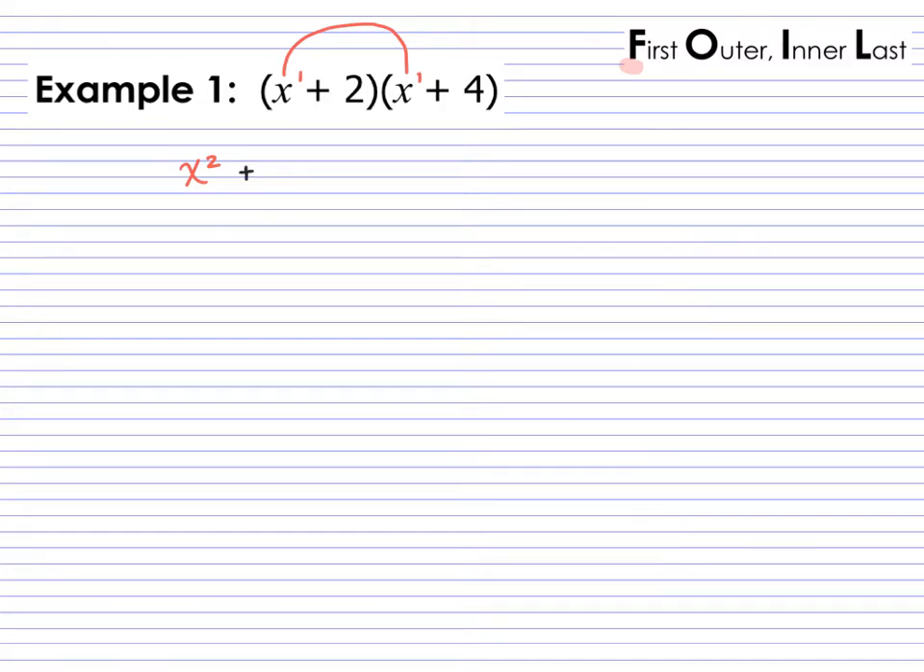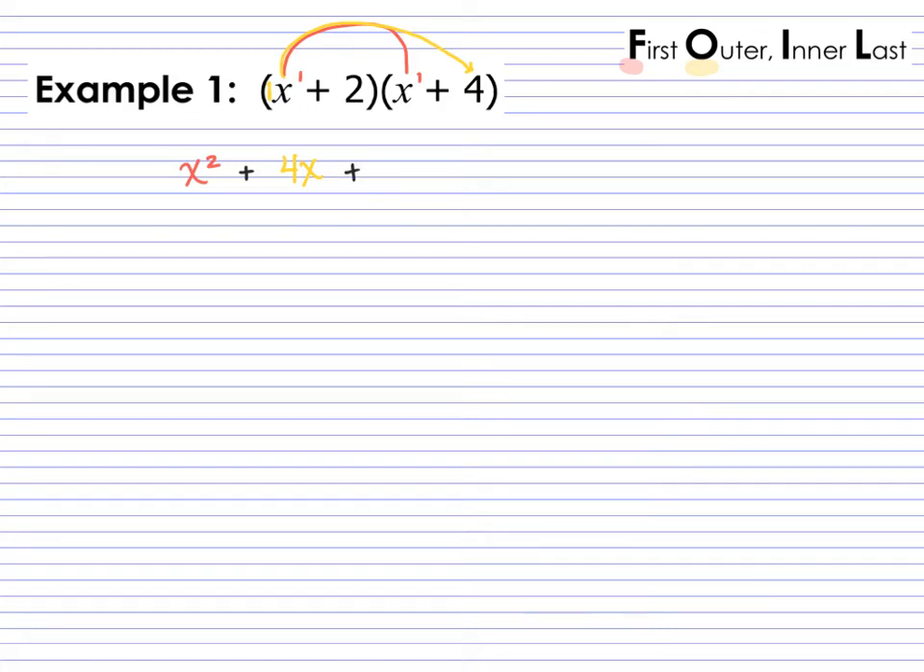Now we're going to move on to O in FOIL, which is the outer terms. So our outer terms are the first term in the first binomial and the second term in the second binomial, the ones that are on the way outside of both of the parentheses. So we have x times 4. Remember, there's technically a 1 in front of that x, so 4 times 1 is 4. So this gives us 4x, plus.